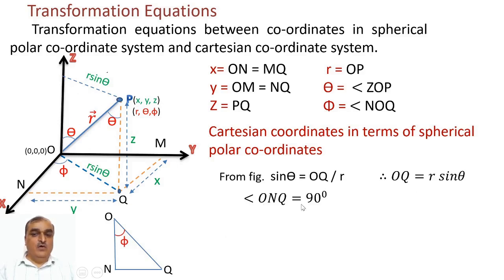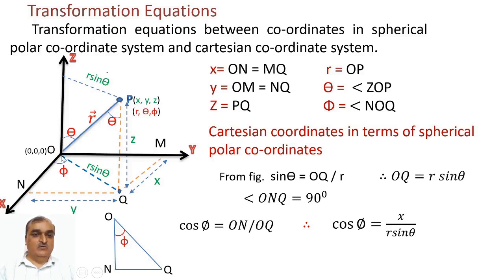Then this angle ONQ is 90 degrees. ONQ is a right angle triangle. Therefore, this OQ is the hypotenuse, and its value is r sine theta. Therefore, from the figure, cos phi is equal to the adjacent side upon the hypotenuse. This is ON. Sorry, cos phi is equal to ON upon OQ. But OQ is r sine theta, and ON is x.